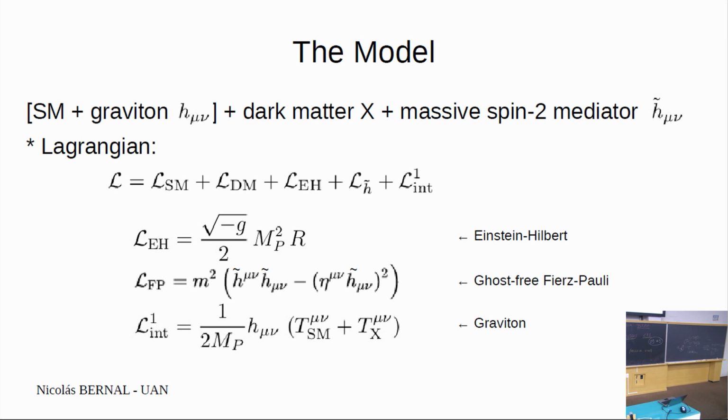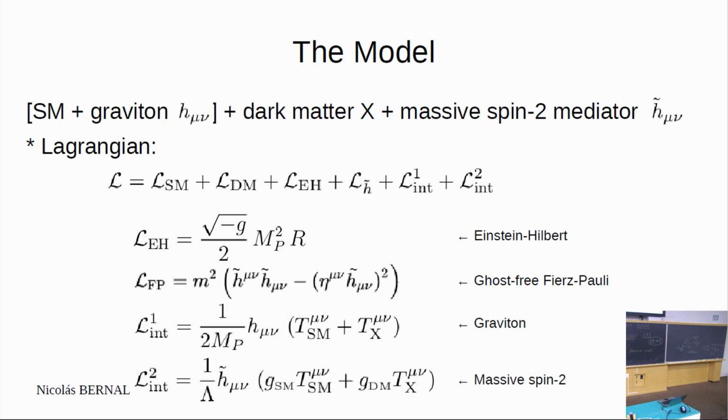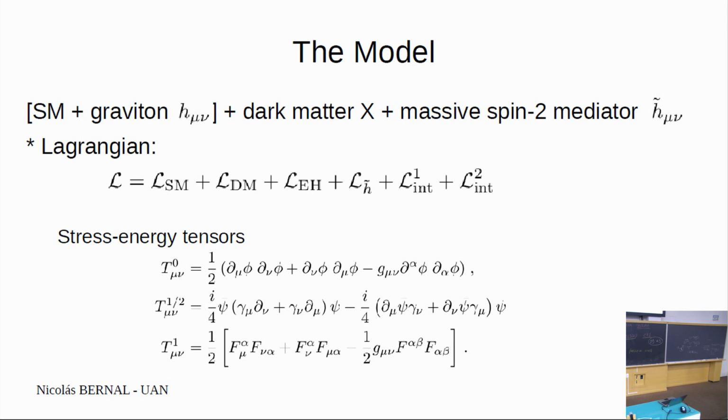And we also have to take the last piece of the Lagrangian, which corresponds to the interaction of the massive spin 2. So again, this spin 2 has to couple with the energy momentum tensor, and will now be inversely suppressed by this new scale lambda, right? So I'm showing you here just the expression of the stress energy tensors for 3 spins. So 0, 1/2, and 1 correspond to the spin. So spin 0, spin 1/2, and spin 1.